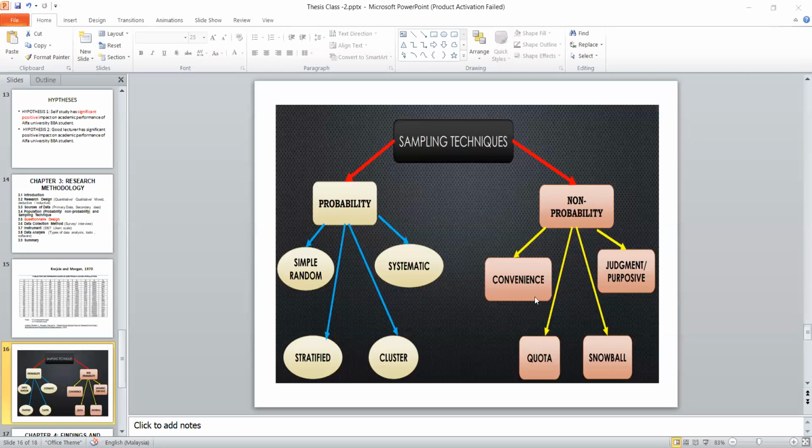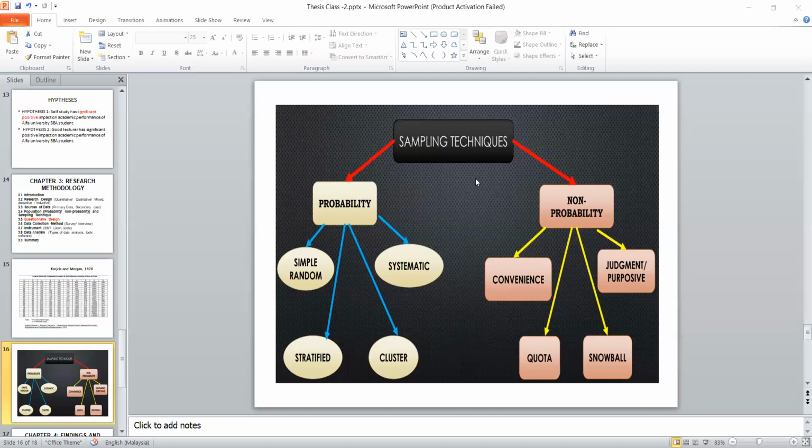Then you choose convenience, which is the most widely used. Convenience means based on your convenience, up to the researcher's wish. So it's convenient for you to collect the data from those bank employees. You just go to them and interview them. But it's not suggested to use non-probability. It's a bit weak, because you use your own judgment and your own method. So we mostly do not prefer it, but you can use it at the bachelor level.